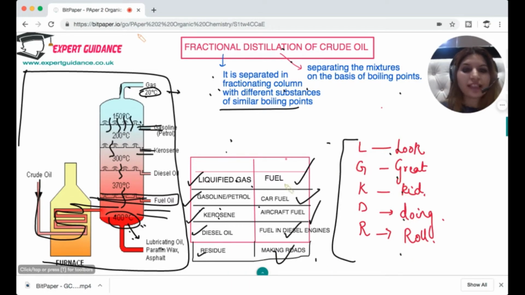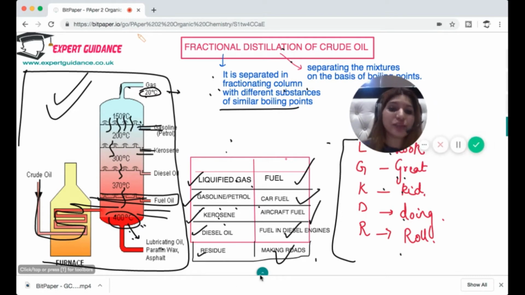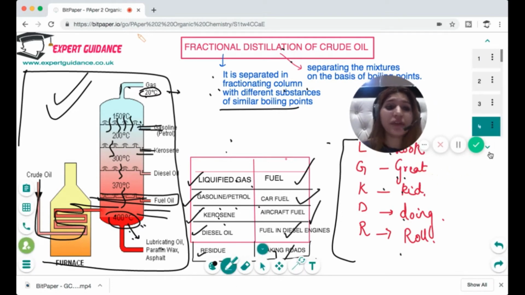So L stands for liquefied gas, G stands for gasoline, K stands for kerosene, D stands for diesel oil, and R stands for residue. So you should know this fractional distillation setup. Which temperature is at the top, which is at the bottom. What are the various fractions we get, in what order, where do we get shorter chain fractions, where do we get longer chain fractions, and the uses of these fractions. So this slide is very, very important.